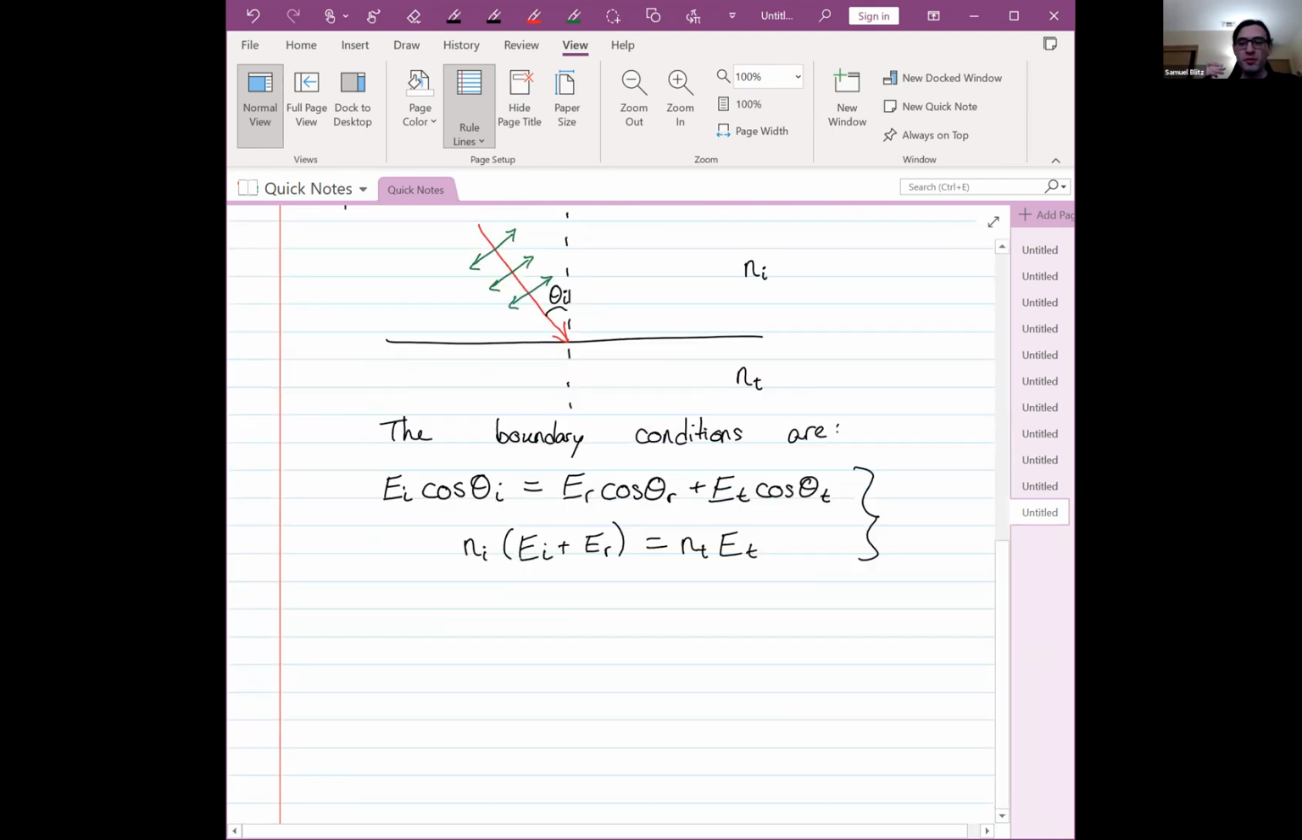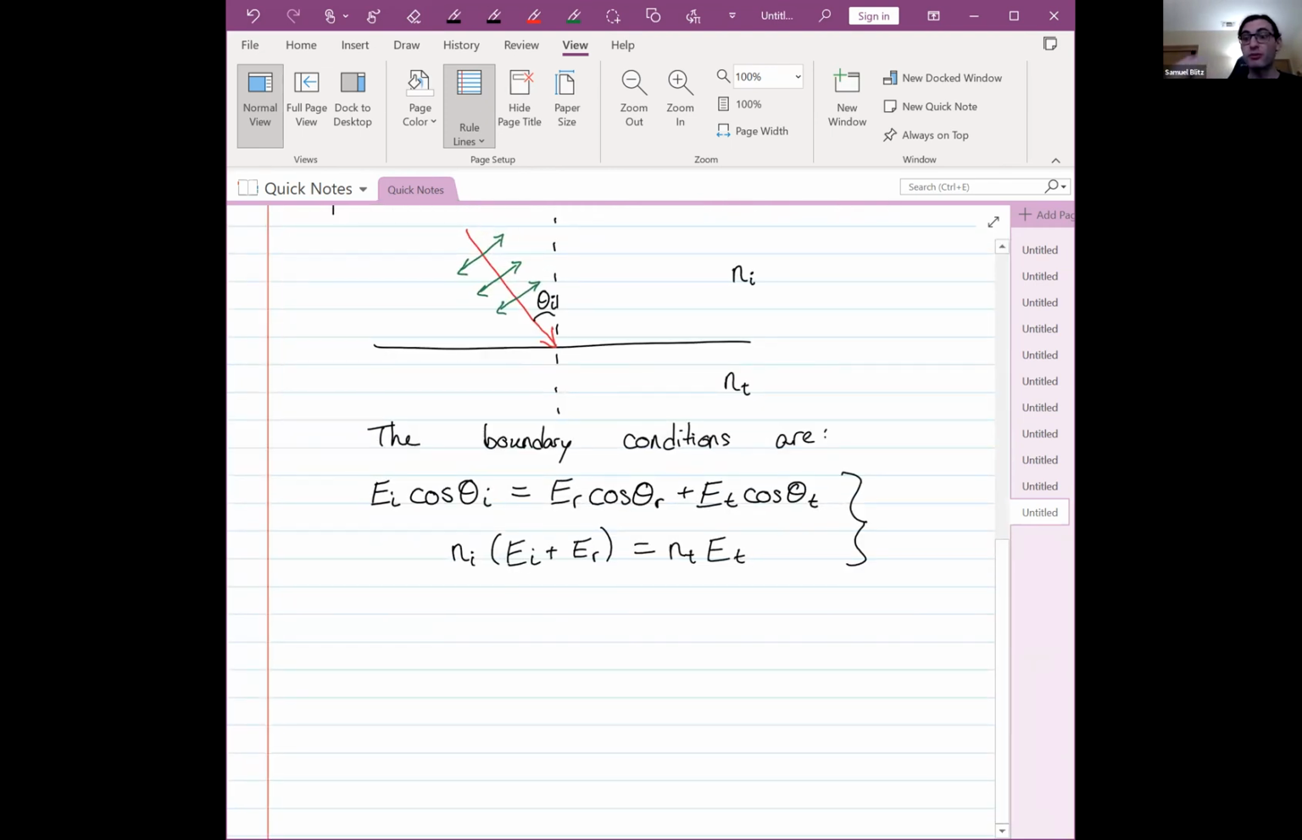Now, we can also write down two more things that just come from things we already know. From the law of reflection, we have that the reflected angle is the same as the incident angle.